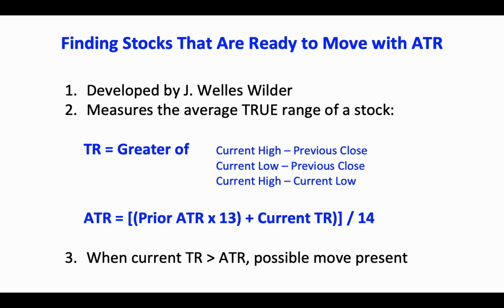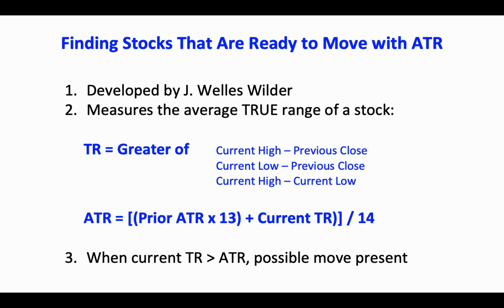And then we calculate the average true range with that formula there. Essentially, that's taking a look at the prior 13 days of ATR, adding the current trading range, the TR, and dividing by 14. So this is a 14-day smoothed moving average of what the stock normally does. So what can we do with that?